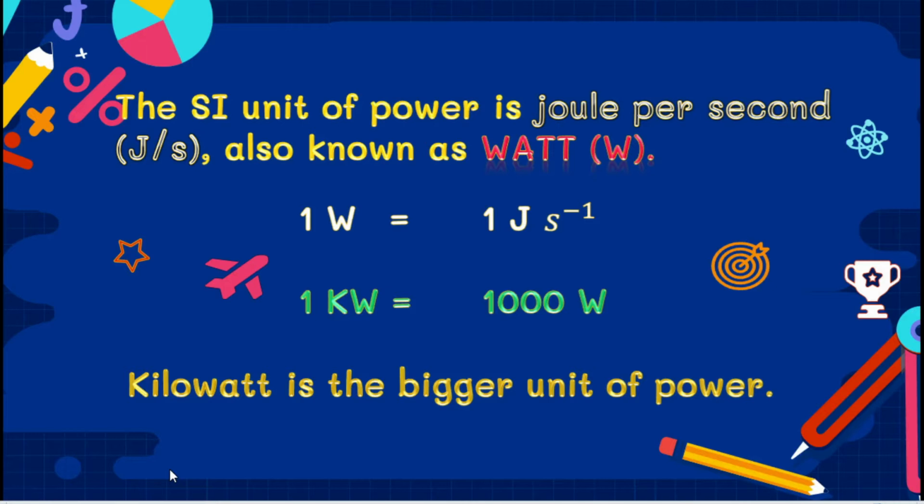Okay, watt, W-A-T-T. So if they are asking the SI unit of power, we have to write watt or joule per second. So 1 watt is equal to 1 joule second power minus 1. So division by S becomes multiplication, we have to write like this: S power minus 1. So students, next we should know the bigger unit of power. The bigger unit of power is kilowatt. So 1 kilowatt is equal to 1000 watt. Kilo means 1000, we have to keep it in our mind.